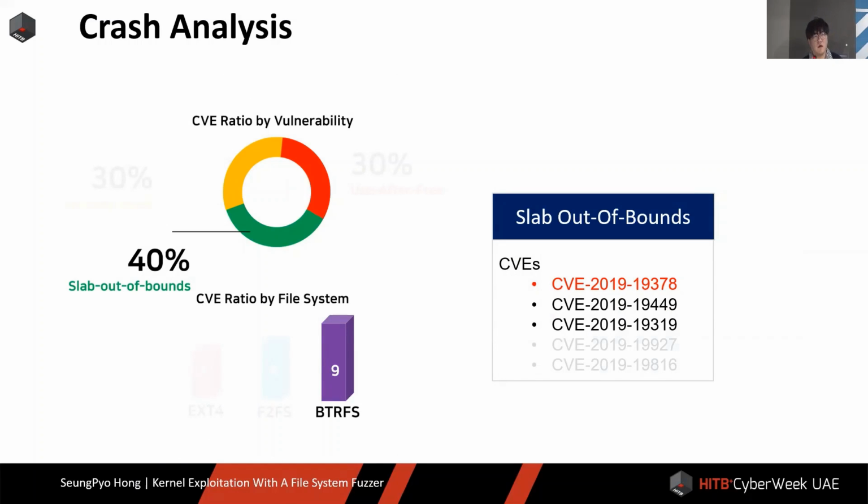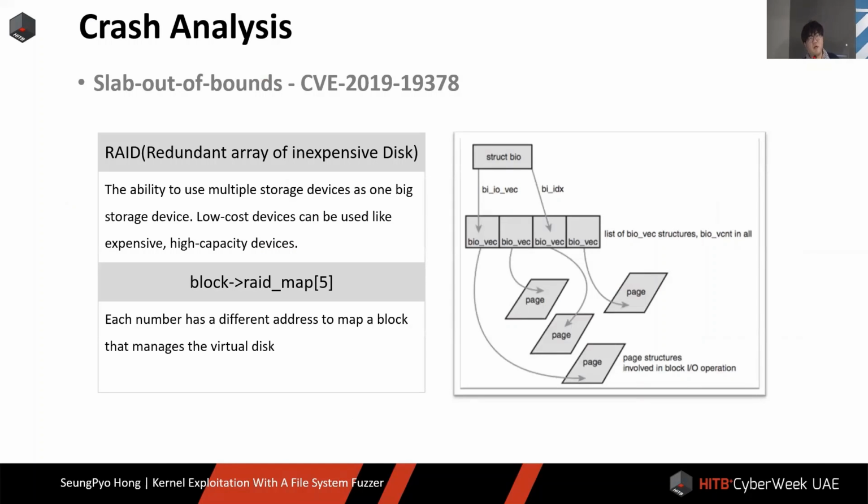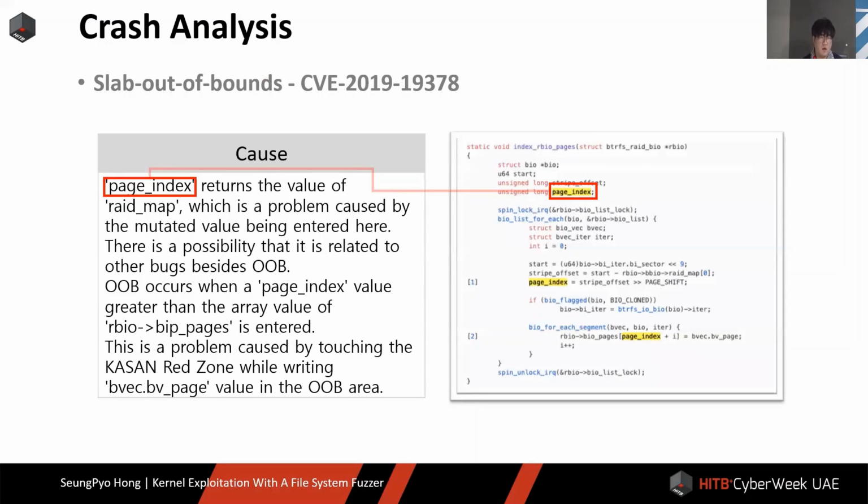Next is the slab-out-of-bounds vulnerability. The Btrfs file system provides basic RAID for multi-device file systems. Btrfs supports RAID 0, 1, 10, 5 and 6. A notable feature in Btrfs RAID is self-healing redundant arrays. Self-healing redundant arrays is a function that finds and recovers errors in files with duplicate copies.